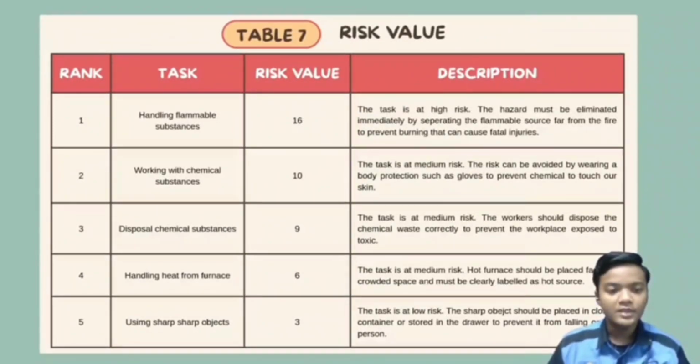The fourth one is handling heat from furnace. The risk value is 6. The task is at medium risk. The hot furnace should be placed far from the crowded space and must be clearly labeled as a hot source. And the last one is using a sharp object. The risk value is 3. The task is at low risk. The sharp object should be placed in a closed container or stored in the drawer to prevent it from falling on the person.